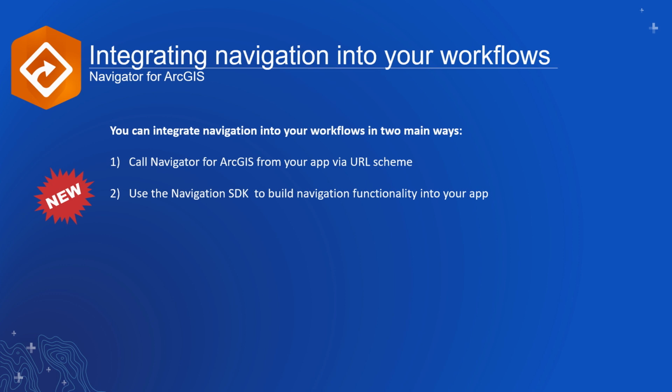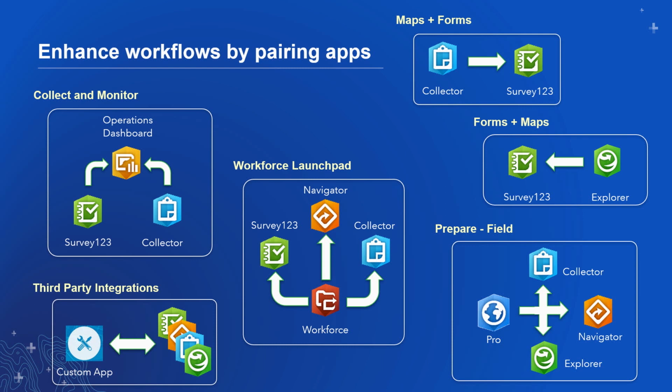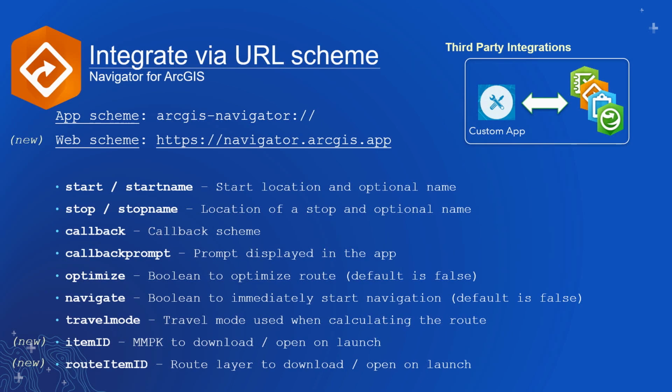So again, I talk sometimes about being able to pair apps together. This is starting in Workforce, let's say, where you have your assignments, and you want to use Navigator to get out to those assignments. You can also, down here in the bottom left, with these third-party integrations, use your custom app and link out to one of our apps like Navigator using custom URL schemes. And this is just a brief look at the kinds of things you can do if you want to use this URL scheme or the web scheme to invoke Navigator.